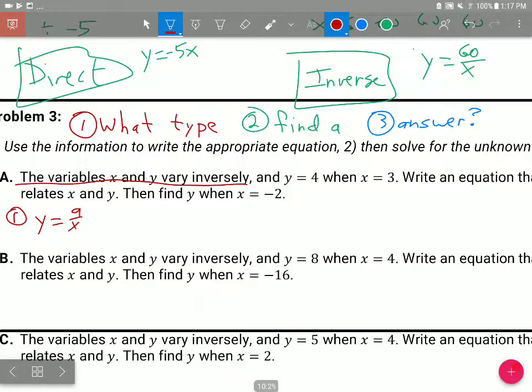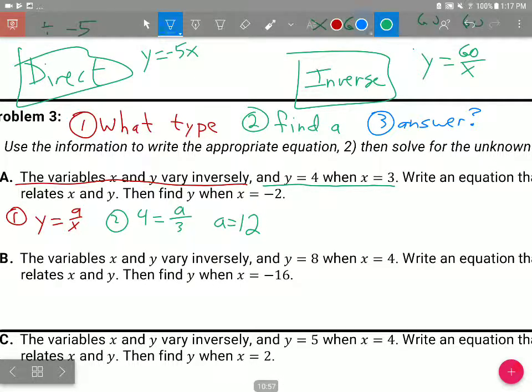Okay, then they give us enough to find a. y is 4 when x is 3. So just plug in what you know. Well, y is 4. That means 4 must equal a over 3. And again, that's an a. So what must a equal? If 4 equals a divided by 3, not 1/3, it's 12. Just multiply by the denominator. 4 times 3 is 12.